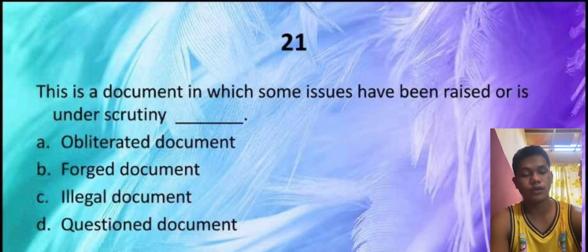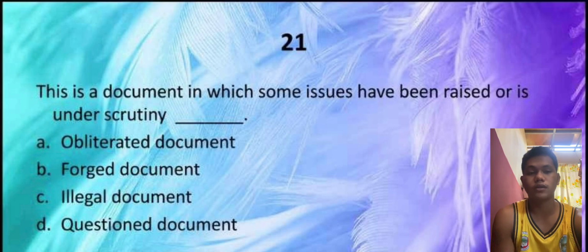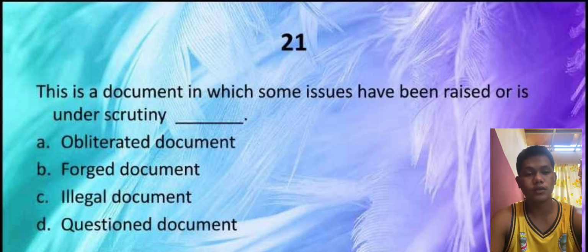So letter A, obliterated document. This is a document that has been deliberately removed or obscured. Letter B, forged document. This is a document that has been altered or created with the intent to deceive. Letter C, illegal document. This document has been created or used in violation of laws or regulations. So the best answer here is question document, letter D.